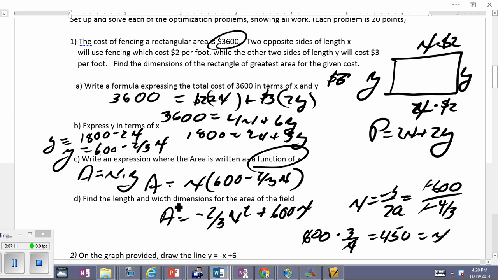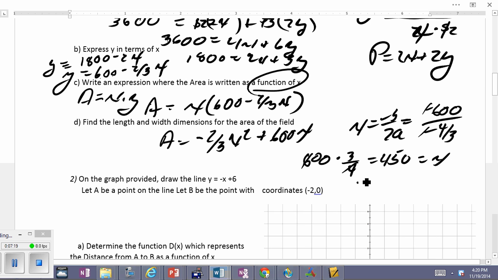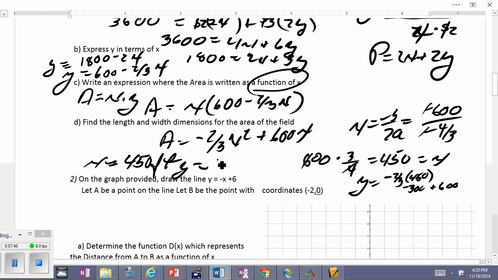Y you can find out by going back up to this equation, where y is 600 minus 2/3 of 450. So y is equal to negative 2/3 of 450, which is negative 300, plus 600. So the y dimension is 300. So x equals 450 feet, and y is equal to 300 feet.